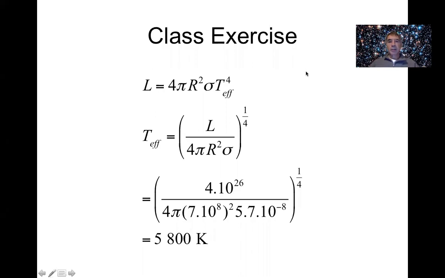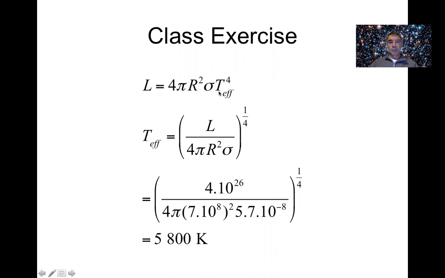Okay, welcome back to the second part. So I left you with the exercise to calculate the effective temperature of the sun, given the luminosity and the radius of the sun. So obviously we're going to apply this formula that derives from the black body radiation concept, introducing the idea of effective temperature here.